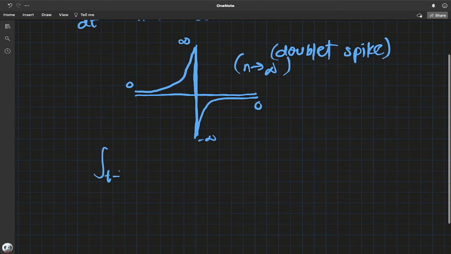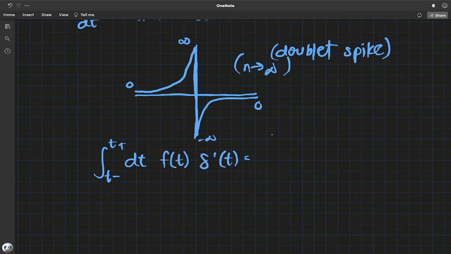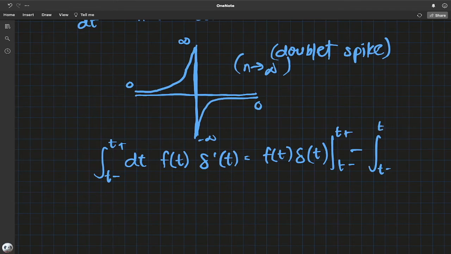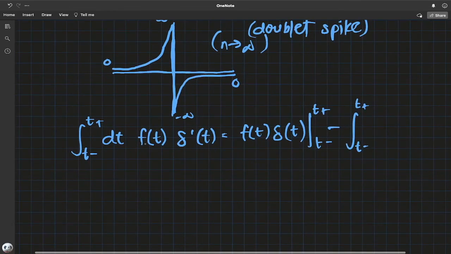So let me define this. Integral from t minus to t plus dt of f of t delta prime of t, which is the derivative of delta with respect to t. Again, I'm using Newtonian convention. I can use integration by parts: I integrate the delta while I differentiate f of t. In the first step, just integrate, don't differentiate, and evaluate at the upper and lower bounds. Minus the integral of, now you differentiate f of t while you integrate the delta: d of f of t with respect to t, delta of t.